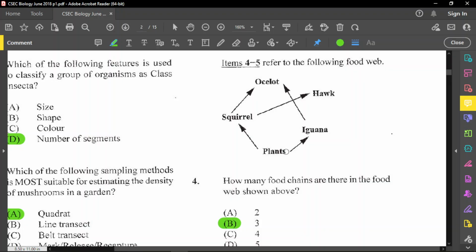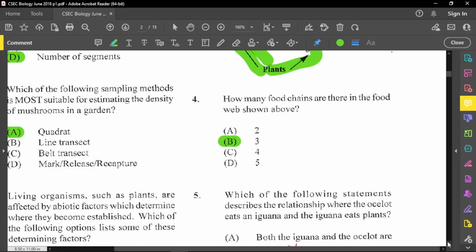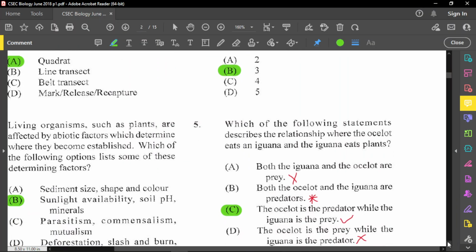And let me just quickly run through. From the plants, iguana, to the ocelot, that's 1. From the plants, squirrel, ocelot, that's another 1. And it can go from the plants, squirrel, auk, that's another 1. And so there are 3 single food chains, or total food chains. All right, so number 5.